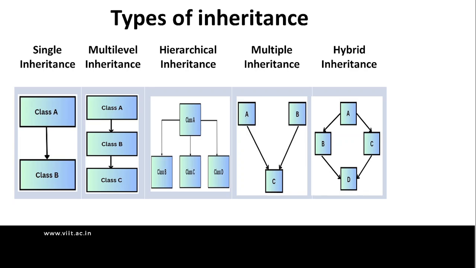In this case, class B is inheriting all the properties of class A. In multi-level inheritance, class C is inheriting properties of class B, and at the next level, class B is inheriting properties of class A. In hierarchical inheritance, class B, class C, and class D all inherit properties of class A. In multiple inheritance, class C inherits properties of class A and class B. Hybrid is a mixture of hierarchical, multi-level, and multiple inheritance.